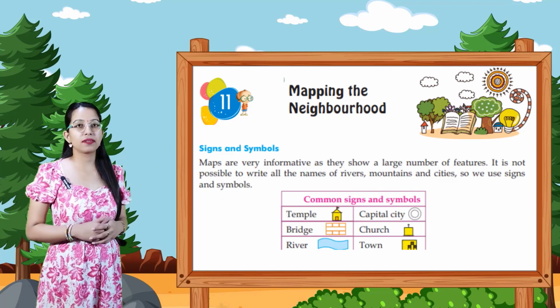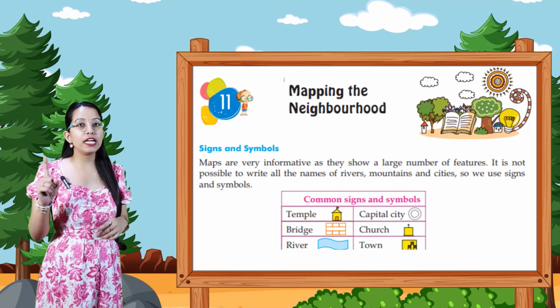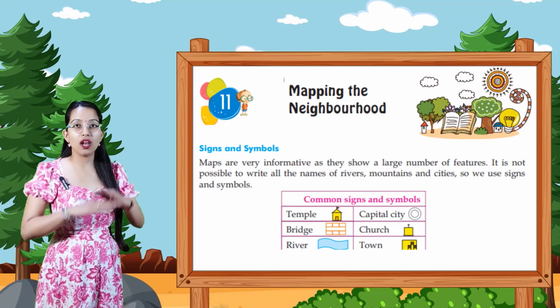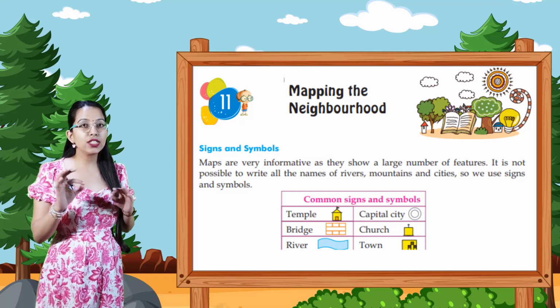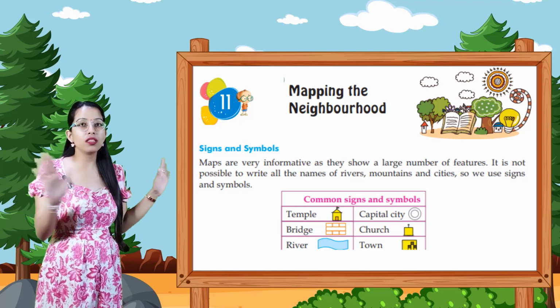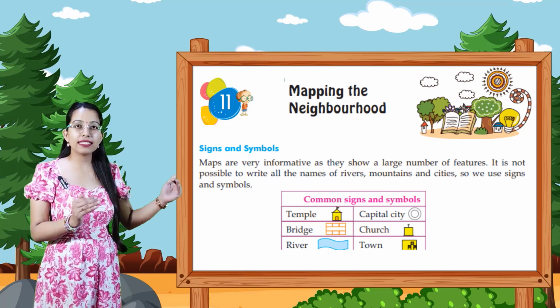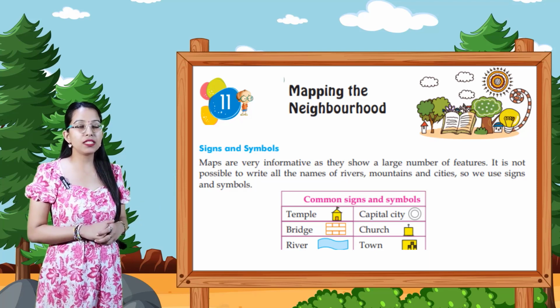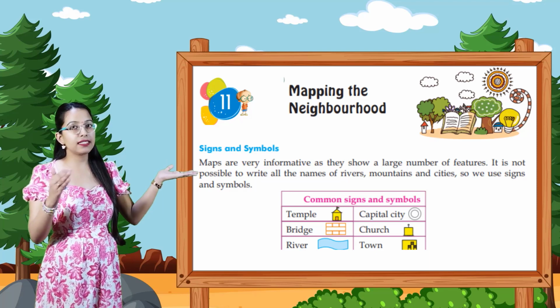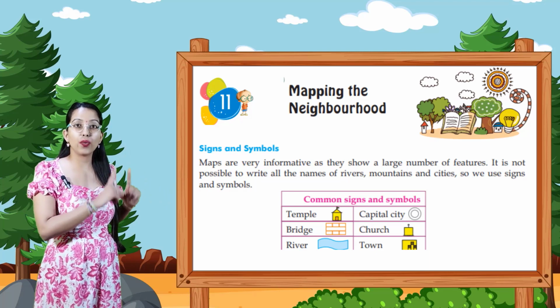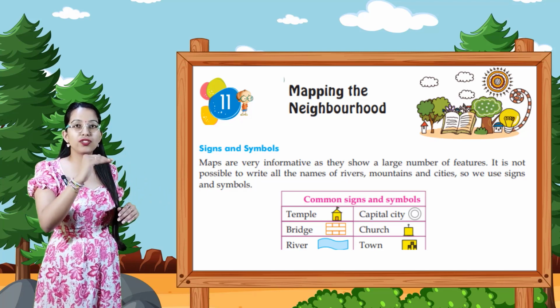Signs and symbols. Maps are very informative as they show a large number of features. It is not possible to write all the names of rivers, mountains and cities. So we use signs and symbols. Look at the signs and symbols, students. Common signs and symbols: temple, bridge, river, capital city, church, town.